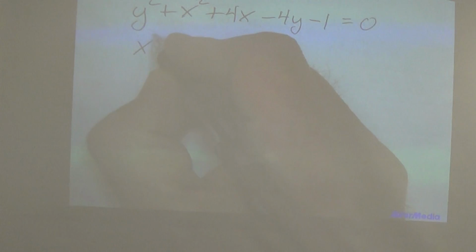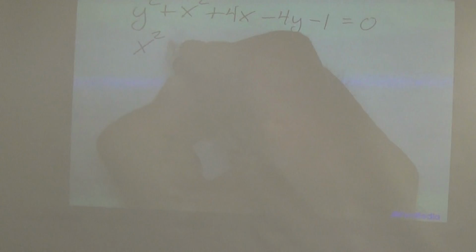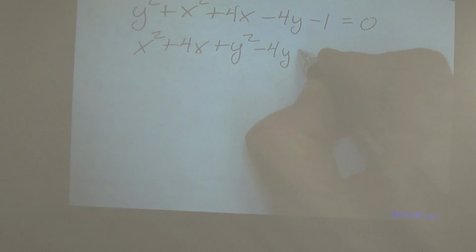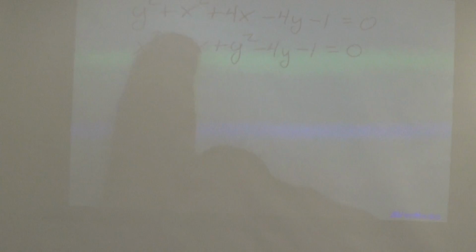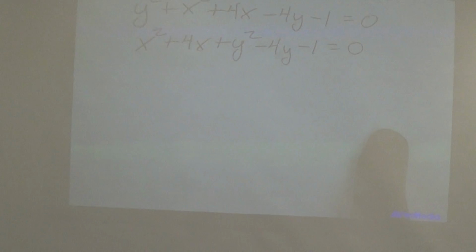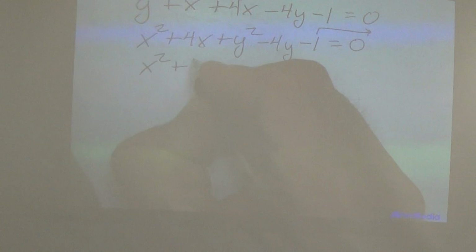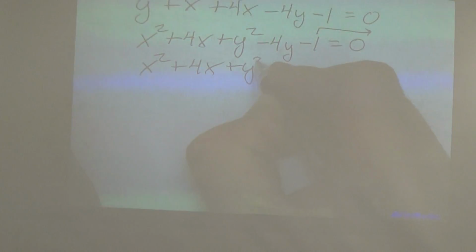So, rewriting this is going to be x squared plus 4x, because I'm going to keep those together, plus y squared minus 4y minus 1 equals 0. All we did was just rewrite that. We just grouped the things together that we wanted together. So now we're going to approach it the same way we did yesterday's homework. We're going to move the constant now to the other side. So we're going to move this negative 1 to the other side. So now we have x squared plus 4x plus y squared minus 4y equals positive 1.